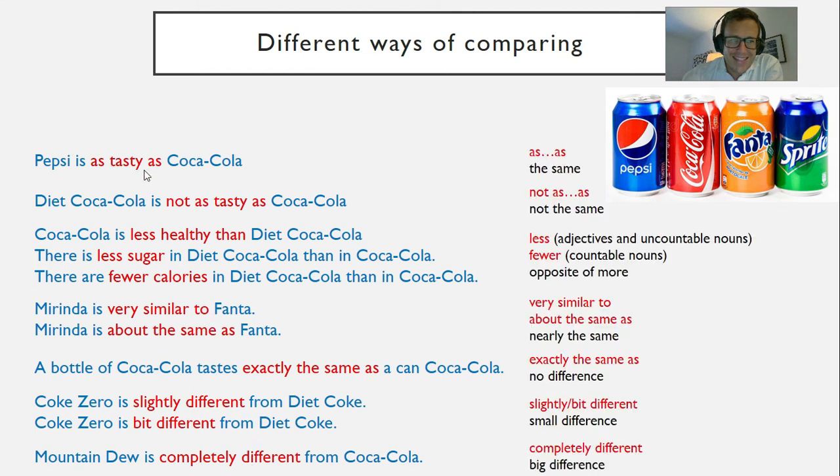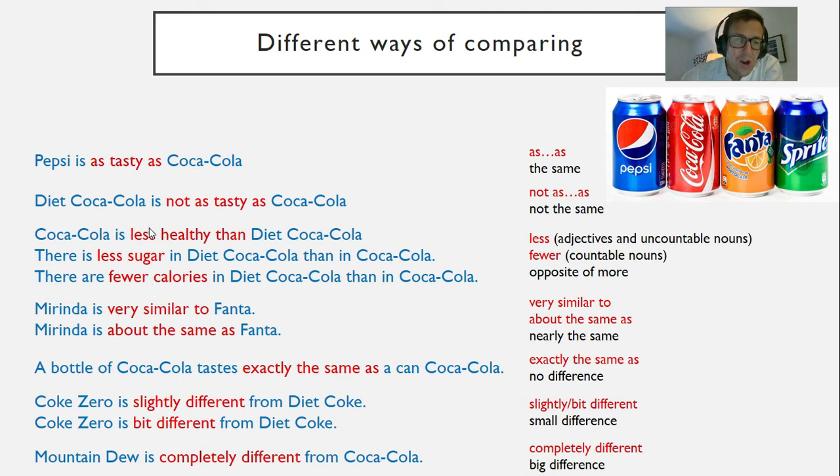So as tasty as means the same taste. Diet Coke, not as tasty, is not the same. So this as, you put the adjective between. Now here we have less and fewer. It means the opposite of more.